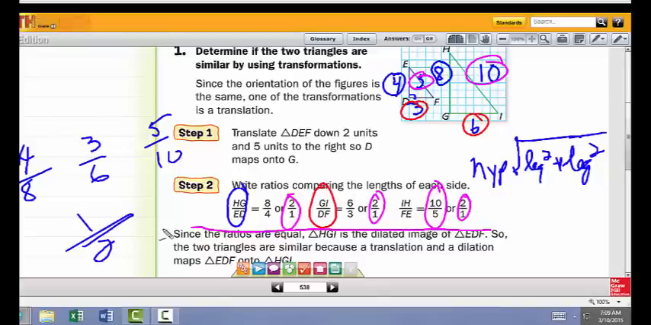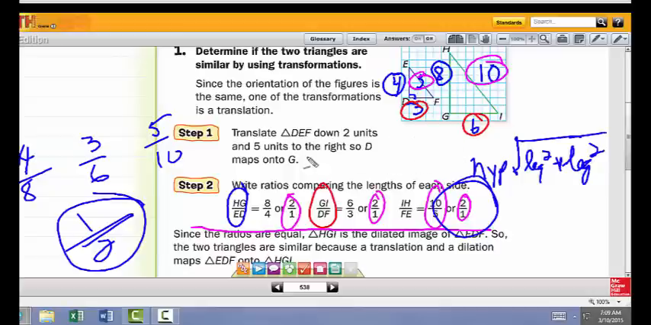So in other words, it depends on if you look at this figure as... it didn't really tell us here which was the image and which was the pre-image. If the large triangle was the pre-image, then we would have a scale factor of 1/2. If the small triangle was the pre-image, then we would have a scale factor of 2. It didn't tell us which was which.